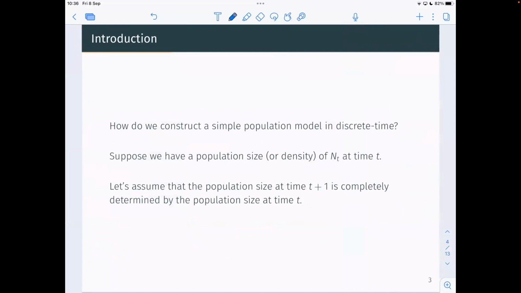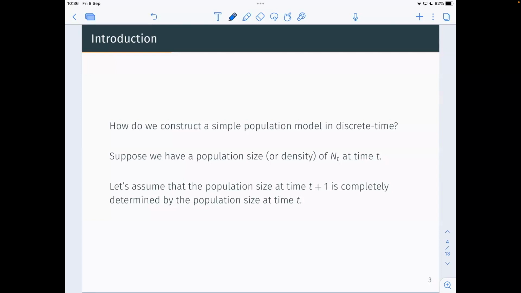Okay, so let's think about how we construct our first simple population models in discrete time. Suppose we have a population size or density. I'll be using these terms interchangeably, size and density. Technically, individuals in a population are going to be whole individuals, so you would usually think of there being 1, 2, 3, 4, 5, 6, 7, 8, 9, 10 people in the room or whatever.